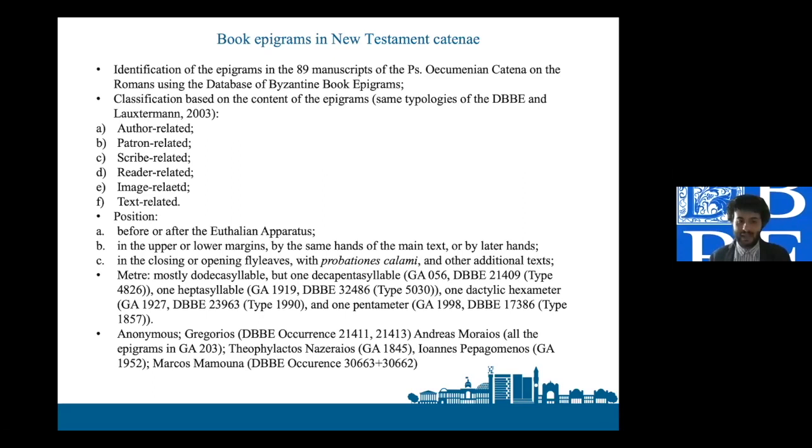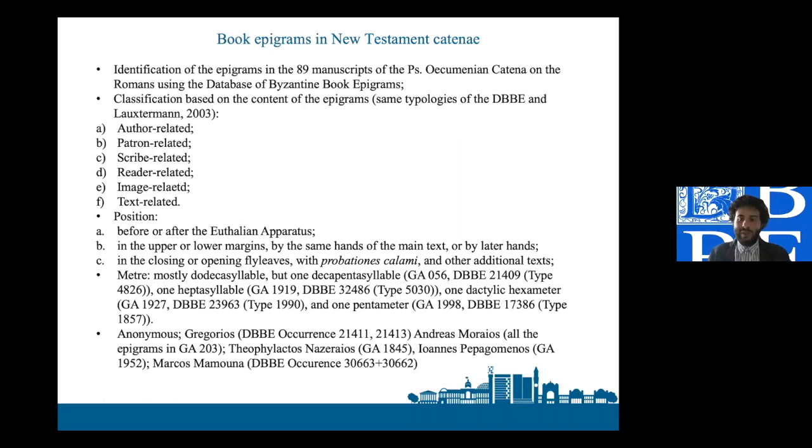And for particular cases of manuscripts, which I will talk about later in the last part of my presentation, I would like to focus attention on a series of epigrams added within the Italian apparatus. When we talk about the Italian apparatus in the New Testament catena on the Pauline letters in particular, we talk about the complete set of prologues, prefaces, and lists of kephalaia on the Pauline letters. About the meter, the majority of the epigrams that I consider for the presentation are dodecasyllables, with a few exceptions that I include in my PowerPoint: one decapentasyllable, one heptasyllable, one dactylic hexameter, and one pentameter.